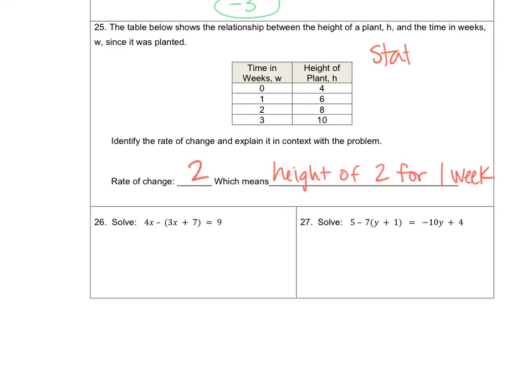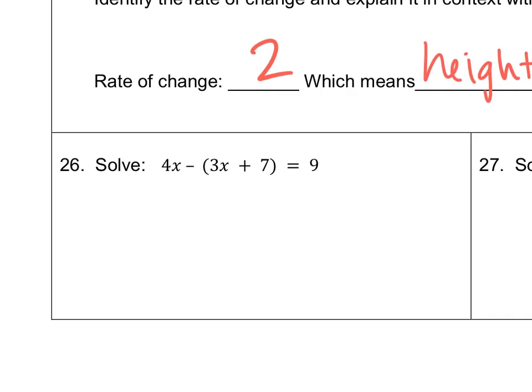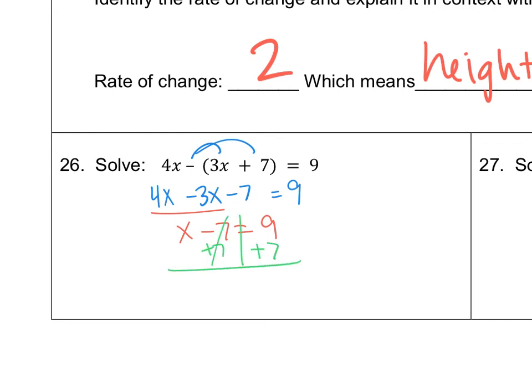Problem 26, they asked me to solve, so I take this negative and distribute it to both pieces. Put my like terms together, so I have x minus 7 equals 9. Add 7 to both sides, and x equals 16.